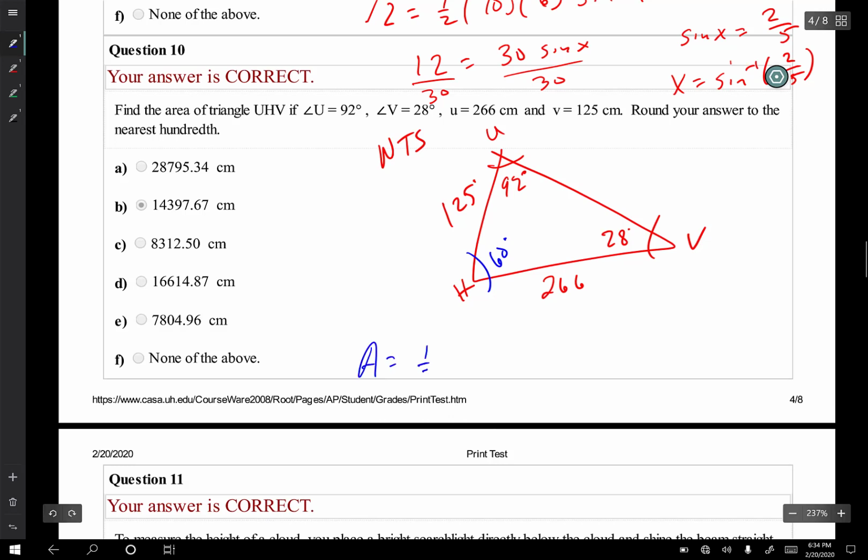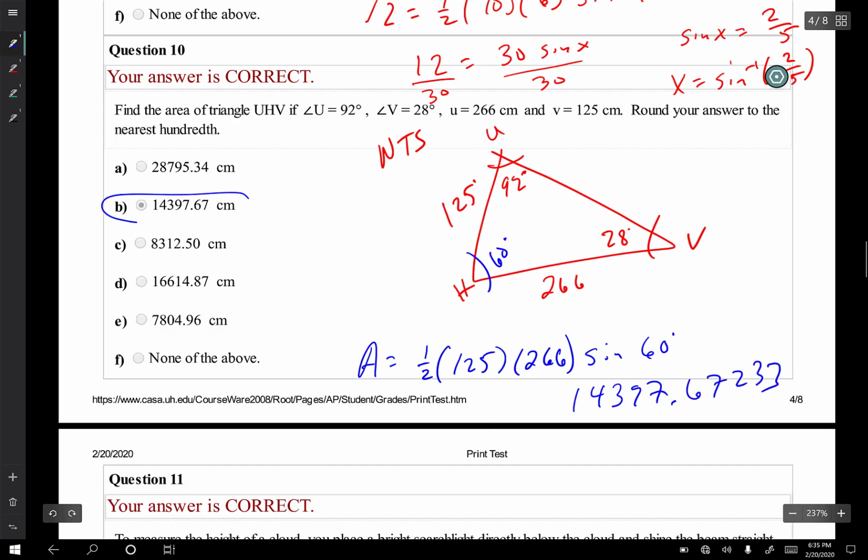Area is 1/2 times 125 times 266 times sine 60 degrees. Since I have all these decimals, I'm just going to literally take my calculator and put it in. Insert that into your calculator: 0.5 times 125 times 266 times sine of 60. So I got 14397.67233. So there it is.